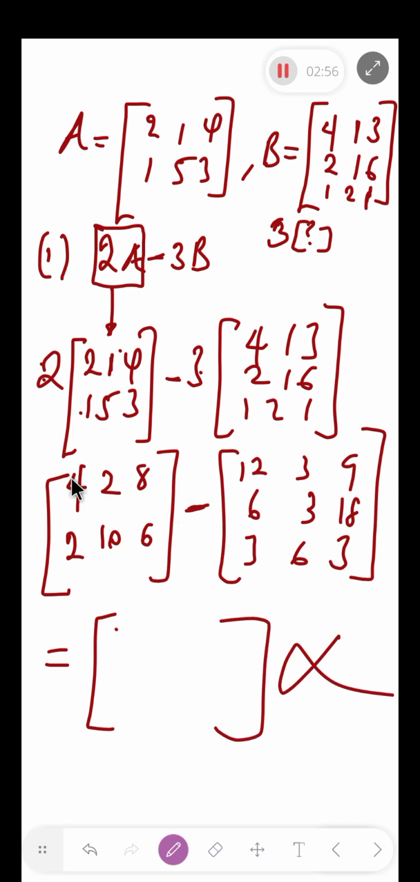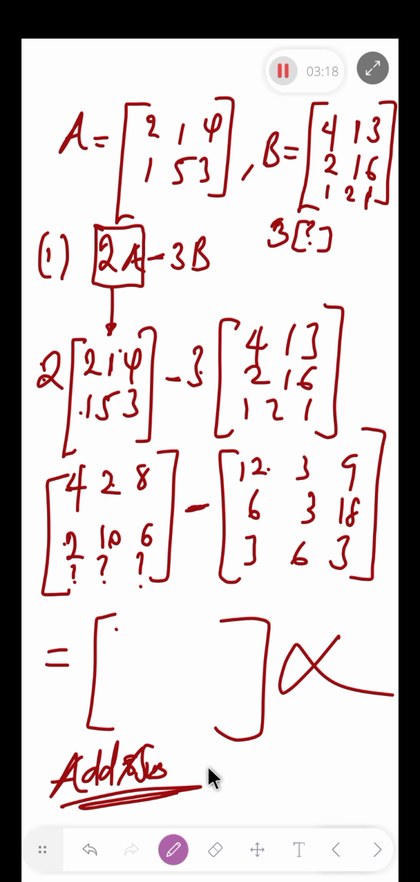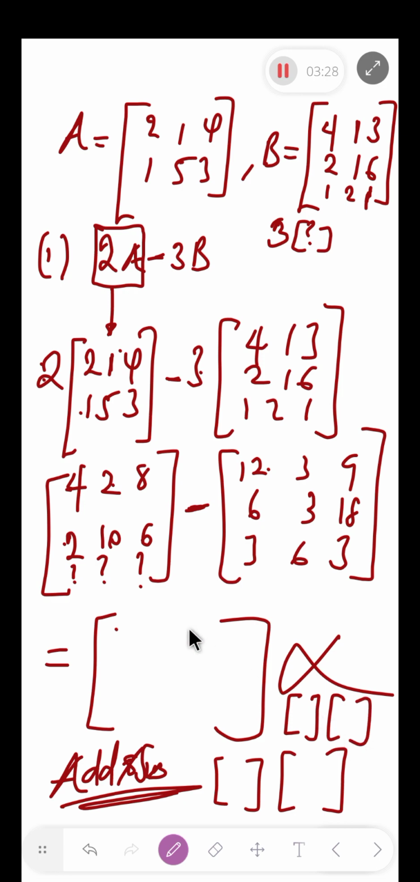Yes, do you know why? If this subtract this and this subtract this and this subtract this, 2 must subtract 10, 10 minus 3, 6 minus 18. So what will you have for the last one? So subtracting this is also not allowed. So that means under addition, take note of this rule. Under addition and subtraction, you can only add a matrix with the same dimension, and you can only subtract a matrix with the same dimension, because the dimension of this matrix is just 2 by 3.